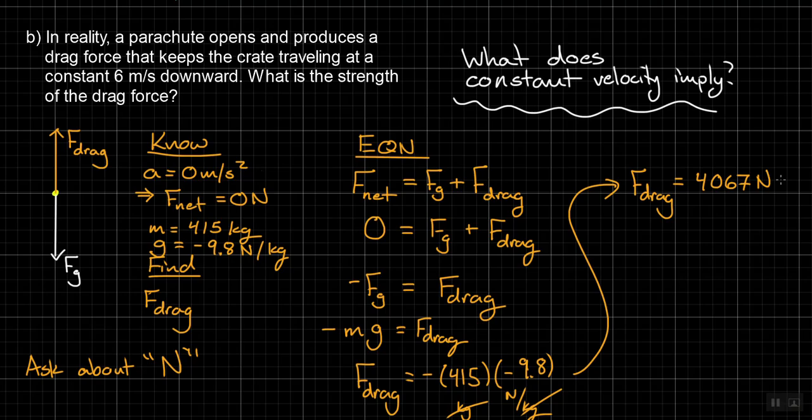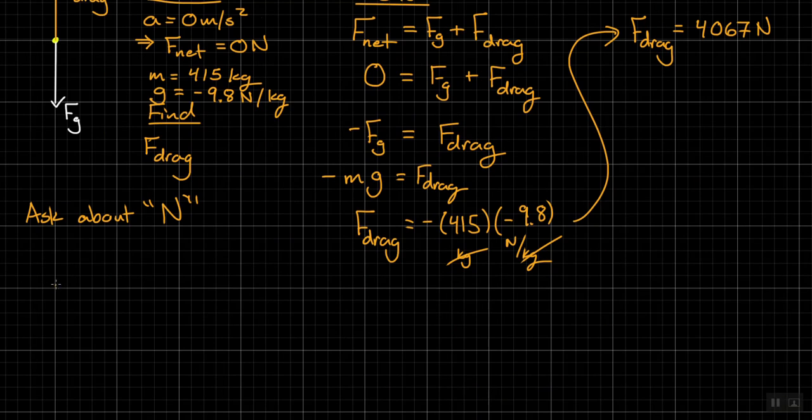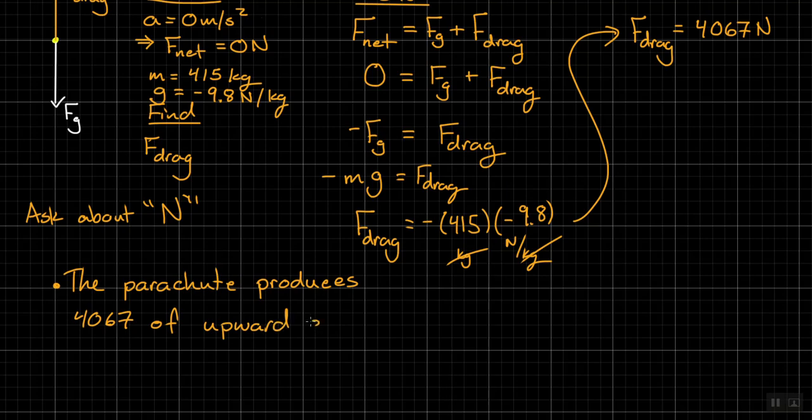What are we going to make sure to do with every single example? Statement. The parachute produces how many newtons of drag? And I don't need you to just read it. I can see it. The parachute produces 4,067 newtons of upward drag force. Notice we take away the need for any positive or negative by just using the language upward.